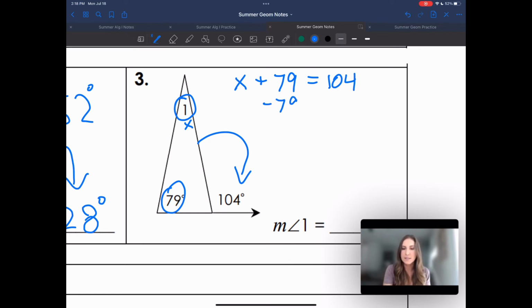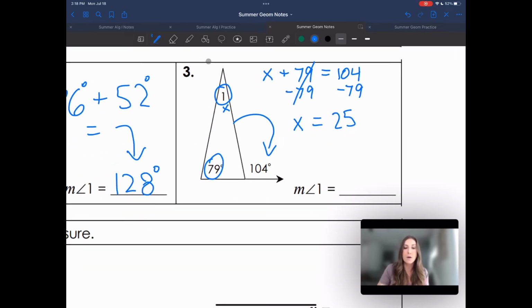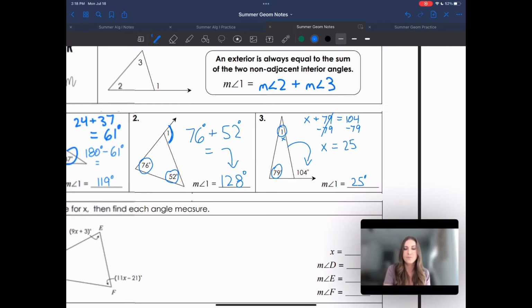So we would subtract 79 from both sides, which you might have made that connection in your head, like, oh, I can just subtract 79 from 104 and get my answer. But this is one way you could set up a little equation and solve it to get your answer. So we get x equals whatever 104 minus 79 is, which is going to give us 25. And that would be our little missing angle measure for angle 1. So I would put 25 degrees. Put the degree symbol on it because my answer is an angle.